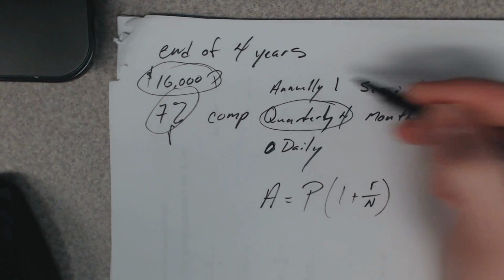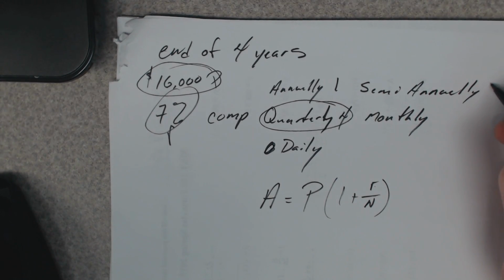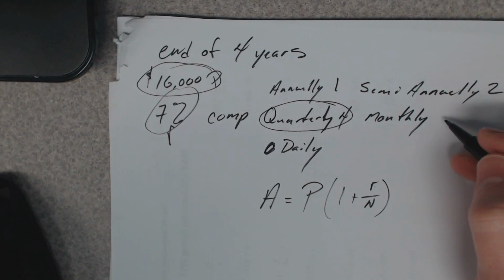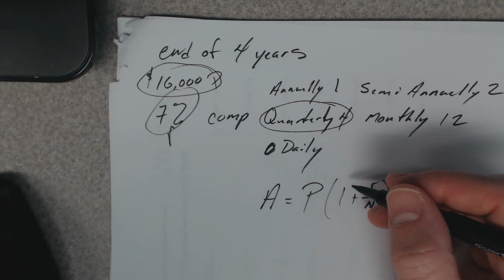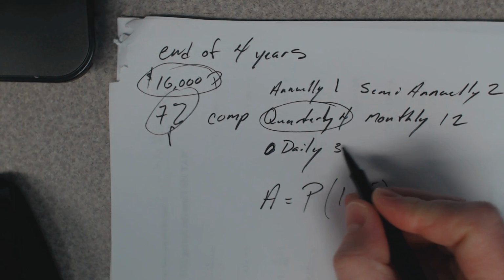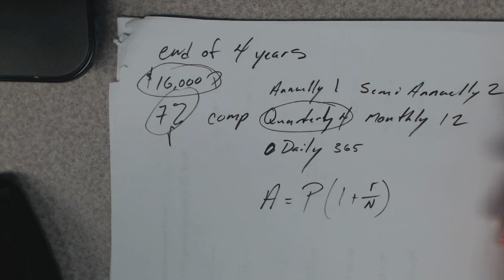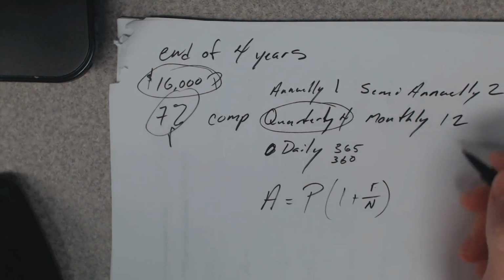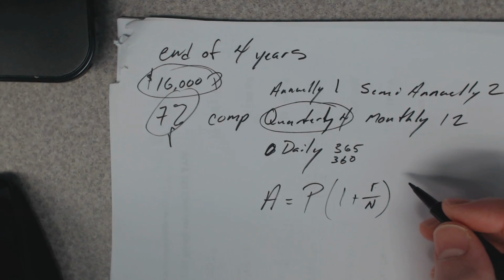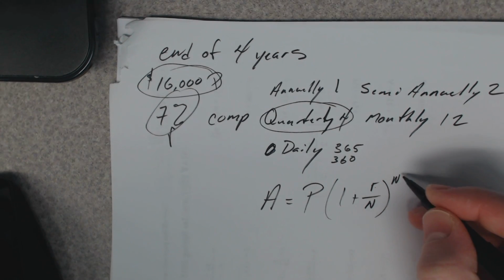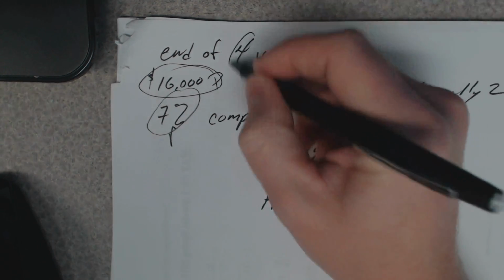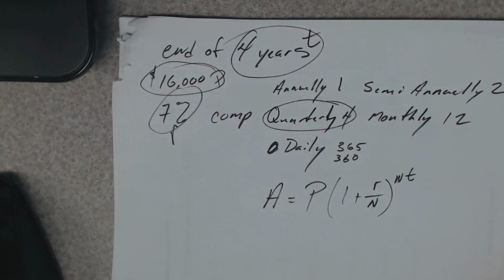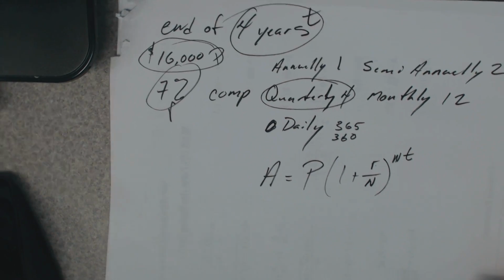Annually, your n value would be 1. Semi-annually, your n value would be 2. Monthly would be 12. And daily, it's somewhat convoluted, but it's either 365 for 365 days, or 360. It's what they call a banker's year. Sometimes they use 360. All right, and then you raise this to a power of nt. So this n and this n is the same n. This t is your time, which would be 4 years. So just take those values and plug them into this formula.